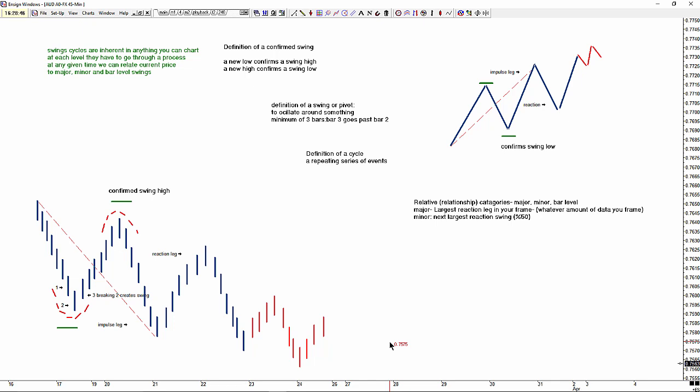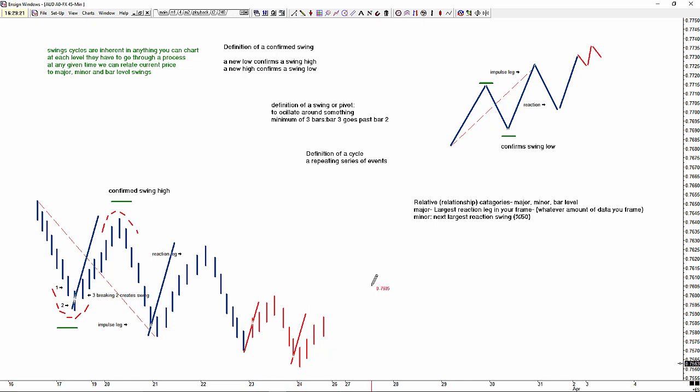Okay, so I'm going to call relative relationship. I want to see, I made red here and I made blue. I'm going to measure via the reaction leg. And so what I'm saying is that, see that reaction leg's about yay big? See that reaction leg is about yay big? So they're relative, they relate to each other. See this reaction leg, about yay big? This reaction leg, about yay big? They're relative, they relate to each other.